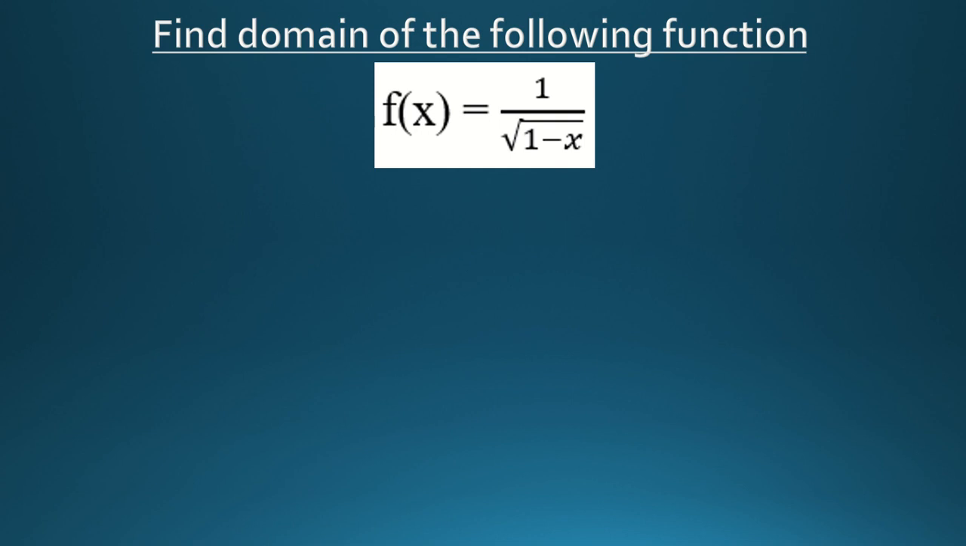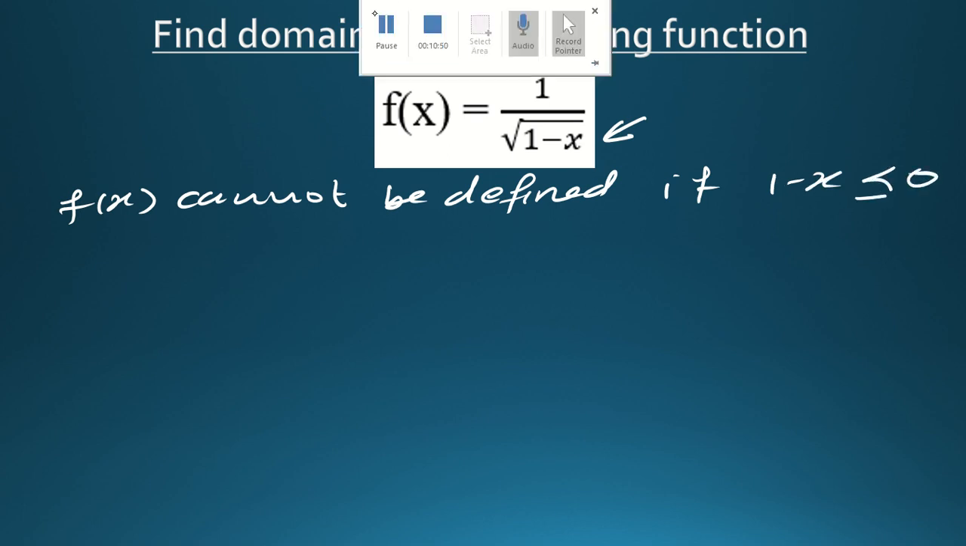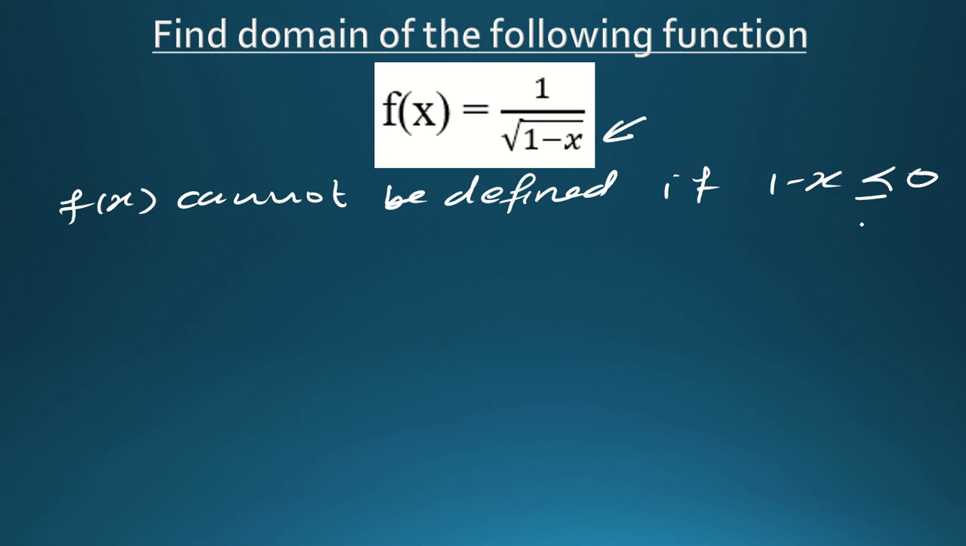Now let's talk about another example. Here we have both problems. The function is in the denominator, and it has a square root as well. So f(x) cannot be defined or real if 1 minus x is less than or equal to 0. Why am I writing equal to 0? Because it is in the denominator also. If the denominator becomes 0, then of course it will be undefined.